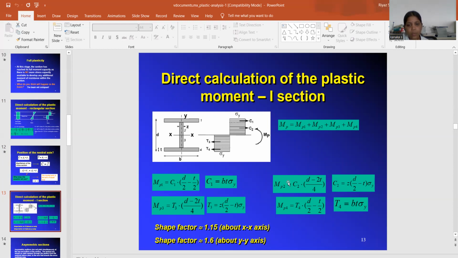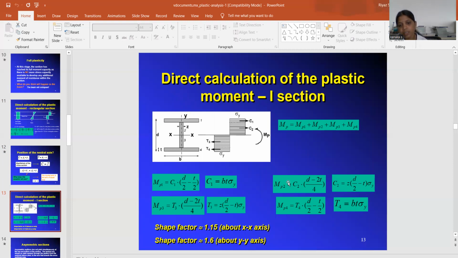So MP2 equals C2 into (D minus 2T) divided by 4, where C2 equals Z into (D by 2 minus T) into sigma y. MP3 equals T3 into (D minus 2T) divided by 4, where T3 equals Z into (D by 2 minus T) sigma y. MP4 equals T4 into (T by 2 minus T by 2), where T4 equals BT into sigma y.